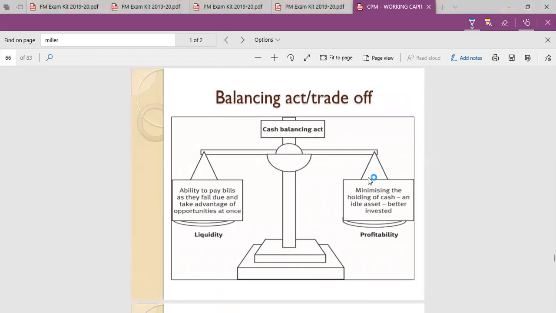So there should be a proper balancing act, or we call it a trade-off. So maintaining the liquidity, maintaining some amount of cash balance, and also ensuring that they are not affected on their profitability part of it. So the investments into other assets also should continue, as well as seeing that whatever is the minimum requirement of cash is maintained, and they proceed further. So there is a balancing act, or we call it a trade-off, wherein both the aspects, the liquidity and the profitability, both these aspects are looked into.